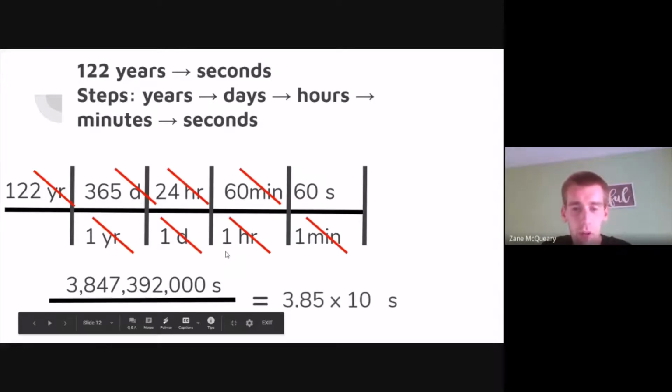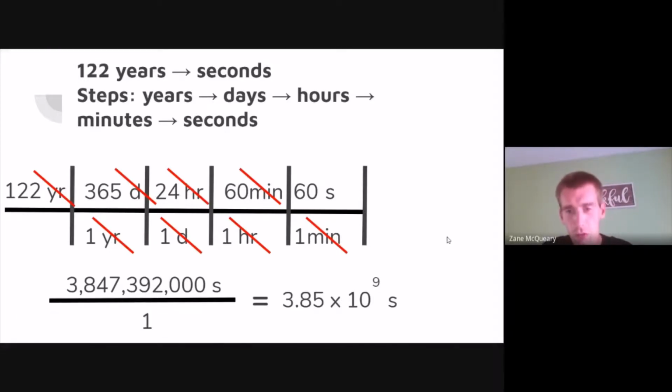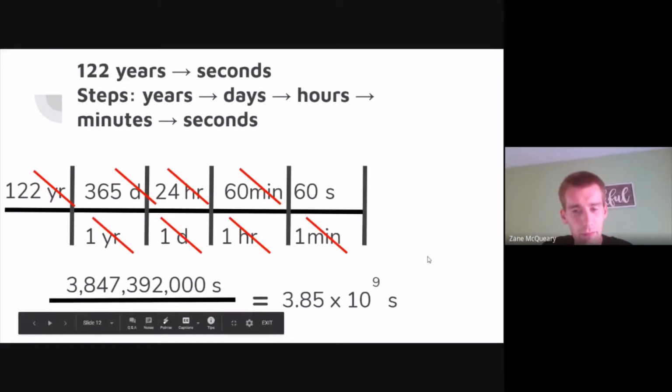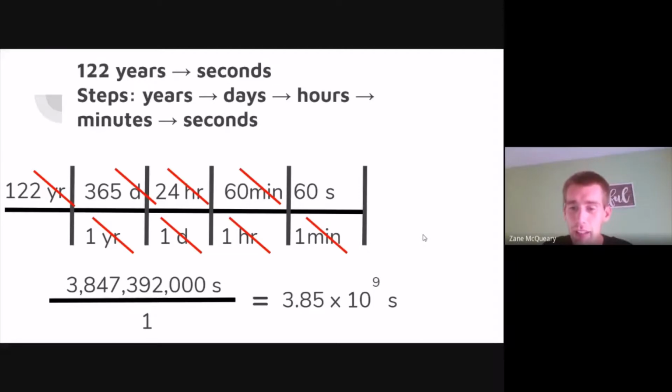All right, now the only question is, what will our exponent be? Well, we move that 1, 2, 3, 4, 5, 6, 7, 8, 9 different times to get to that spot. And the only question now is whether to keep that positive or change it to negative. Well, our original number is very large, so we're going to keep that as a positive 9. So our final answer is 3.85 times 10 to the 9th seconds. So far, so good. Remember, we didn't have any rounding guidance, so we can leave it like this.